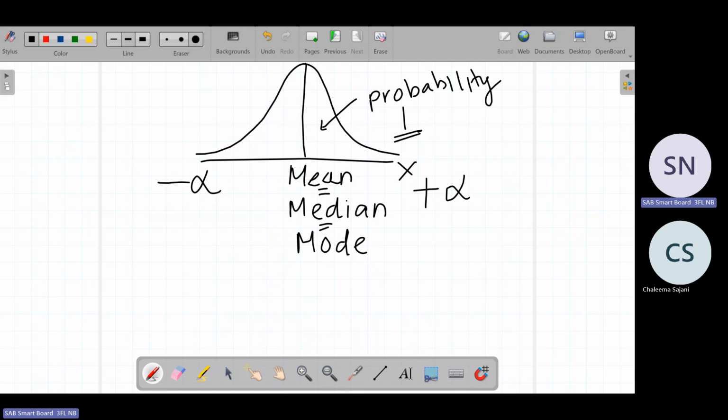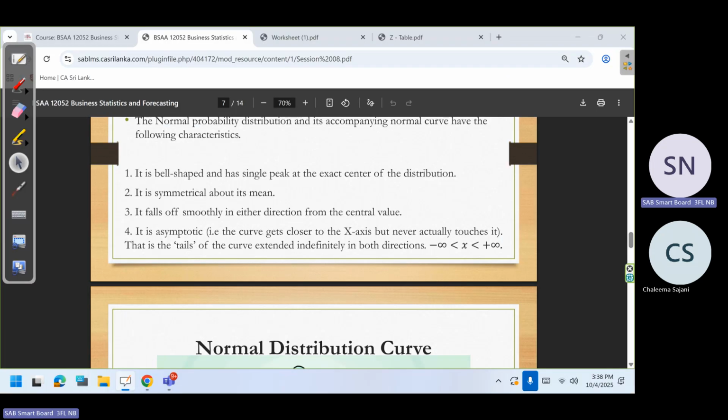Understood? These are the characteristics of the normal curve. It's a bell-shaped curve. It is a symmetric one. The area under this curve represents the probability. The total area is equal to 1. This curve is called asymptotic, which means the normal curve does not touch the x-axis. The central point represents all three central tendency measurements. Understood? Remember these things, okay?